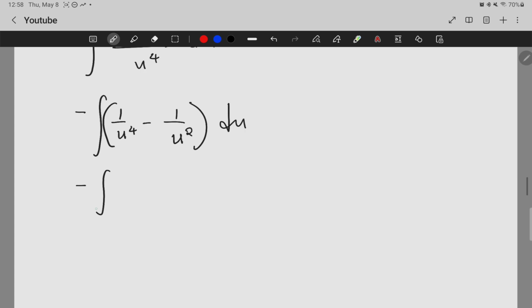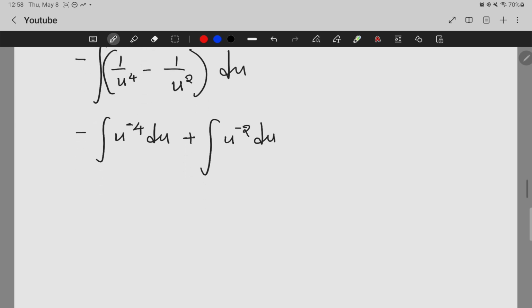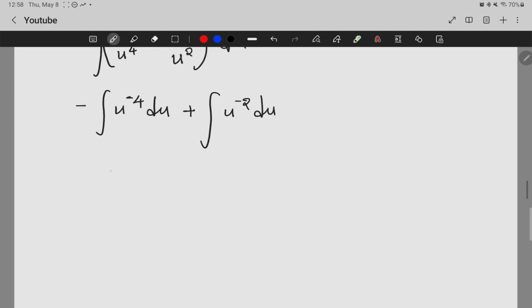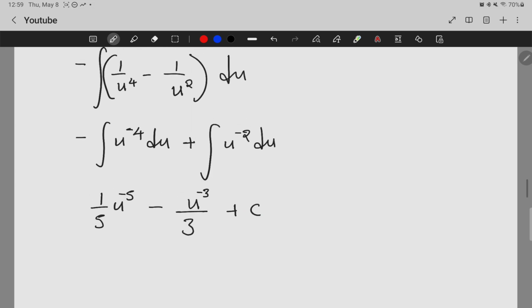So now we have two basic integrals. One is u to the power minus 4 du, and the other becomes plus the integral of u to the power minus 2 du. When we integrate here, the minus will cancel with the minus, leaving us with 1 over 5 u to the power 5 minus 5 as well. Here the minus will show up, but it will be u to the power 3 minus over 3 as well, then plus c. So just counter check.